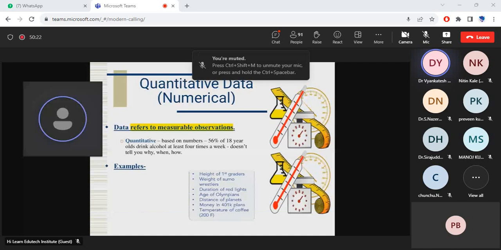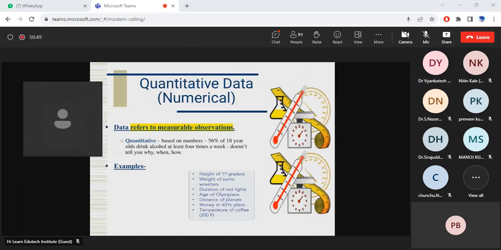Quantitative data is the numerical one. Data is measurable through observations, like measuring units, time, space. Quantitative is based upon numbers, for example 56 to 18 years. Cold drinks, or alcohol at least 1 or 4 times a week, doesn't tell you why. Only one example I shared with you.